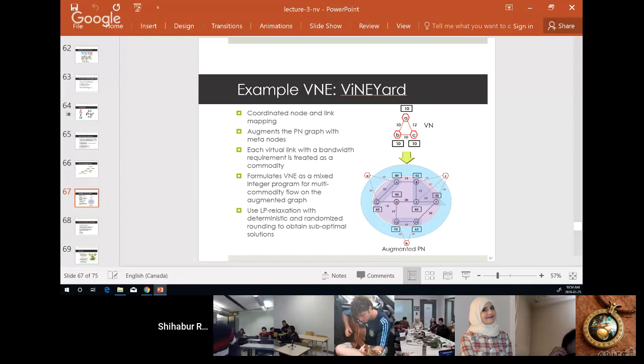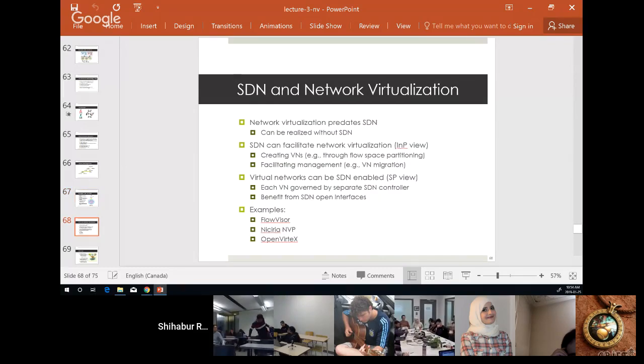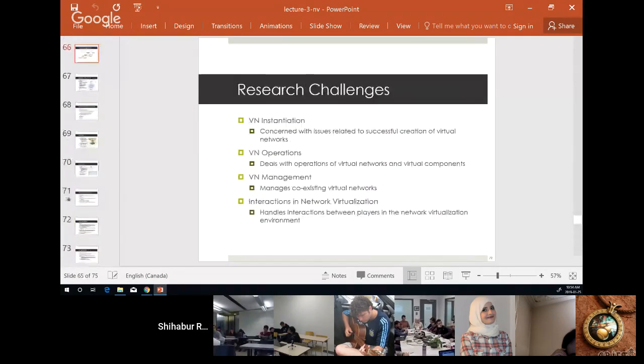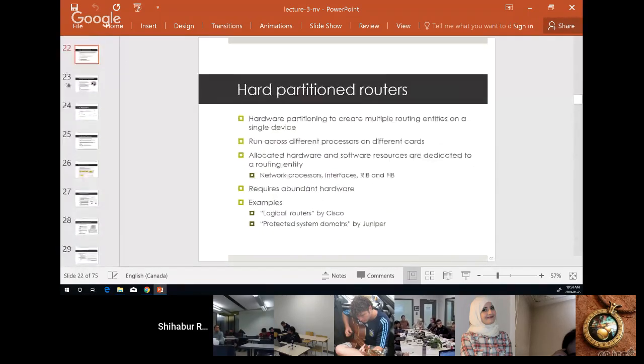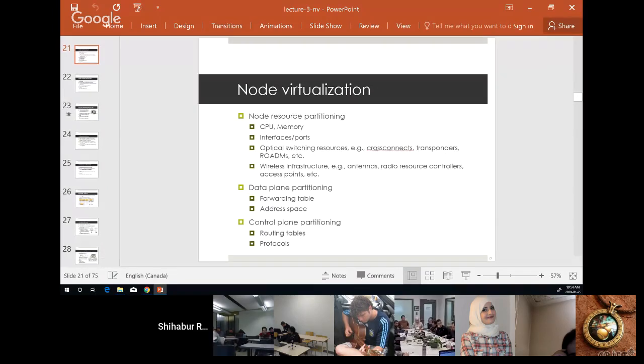Okay. Other questions? I have a question. Go ahead. In slide 21, would you please give more details on the difference between forwarding table and address space? On data plane partitioning, you say forwarding table and address space. I cannot distinguish between these two.